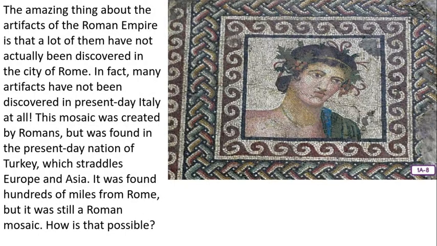The amazing thing about the artifacts of the Roman Empire is that a lot of them have not actually been discovered in the city of Rome. In fact, many artifacts have not been discovered in present-day Italy at all. This mosaic was created by Romans, but it was found in the present-day nation of Turkey, which straddles Europe and Asia. It was found hundreds of miles from Rome, but it was still a Roman mosaic. How is that possible? How did it get there?